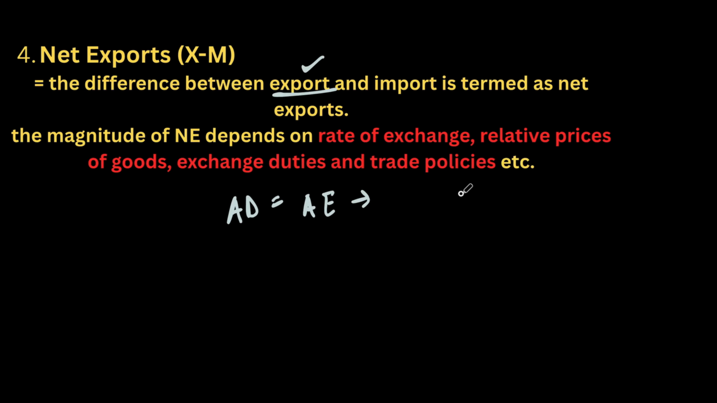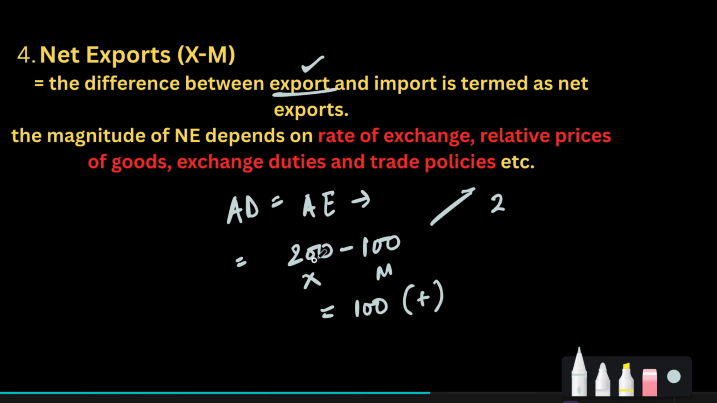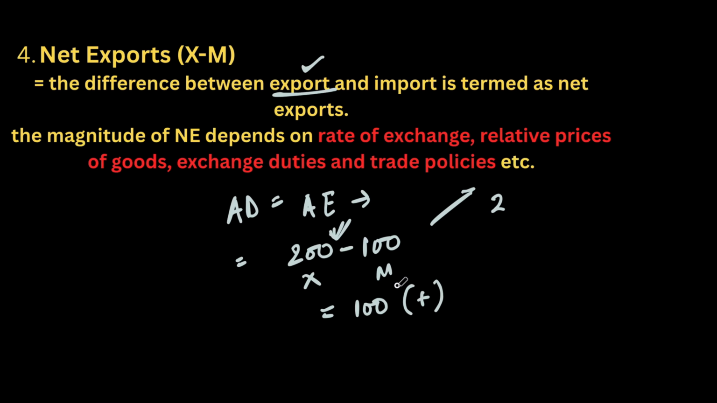Suppose they are purchasing goods worth rupees 20 crores. This is the export, and they are importing goods worth rupees 100. In this case, you will have net export as 100 positive, which means we are getting more income because we are selling more to them than purchasing from them.